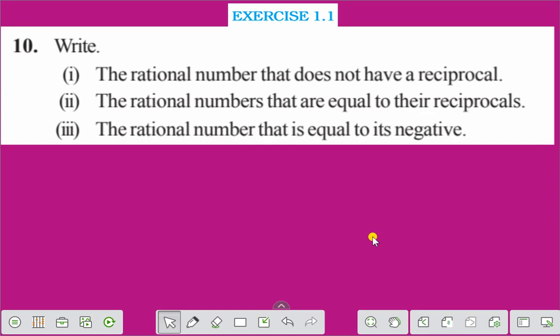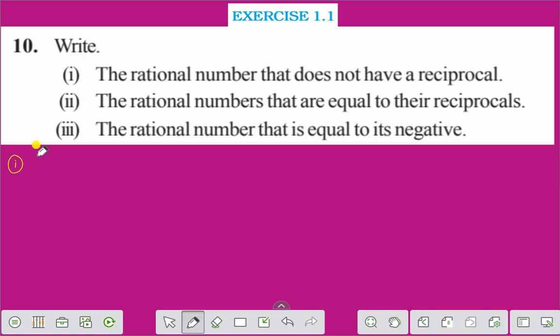Write the rational number that does not have a reciprocal. Here we can say number 1 is: write the rational number that does not have a reciprocal.